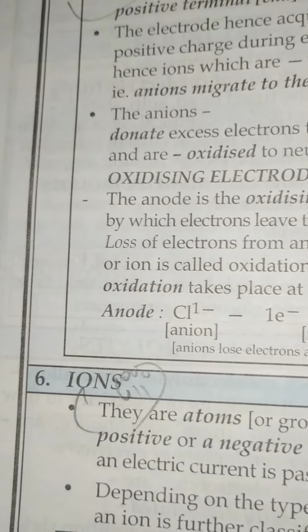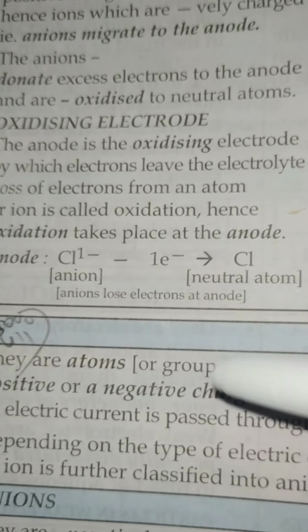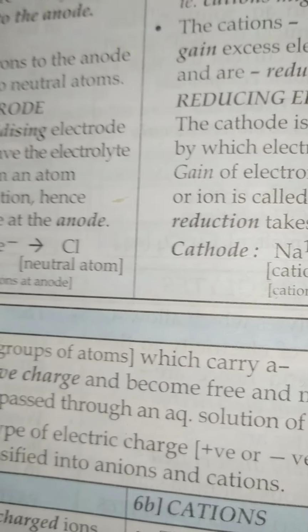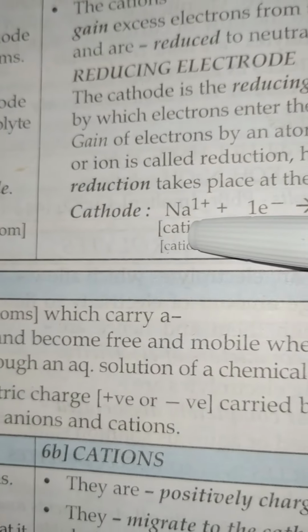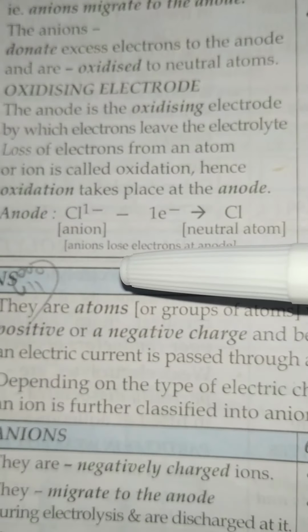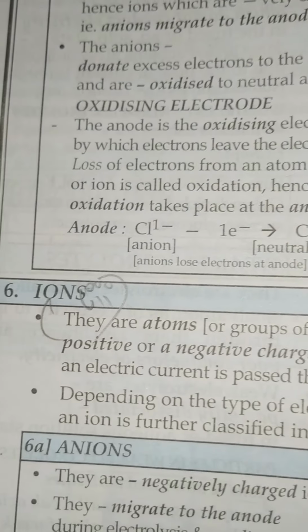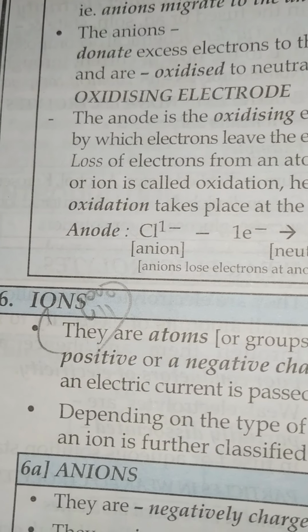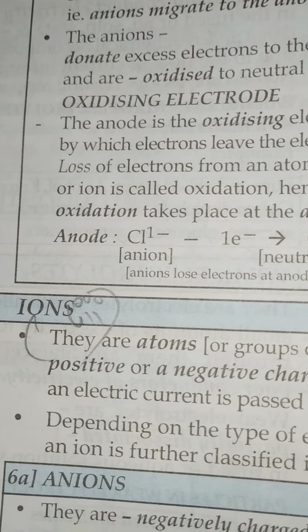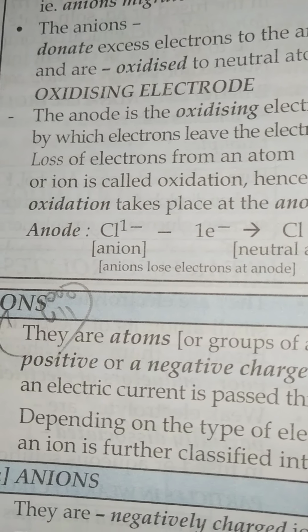Now the next term is ions. So ions are atoms or groups of atoms which carry a positive or a negative charge and become free and mobile when an electric current is passed through an aqueous solution of a chemical compound. So ions are atoms or groups of atoms that can become free, or be in motion, when any electric current is passed through them.